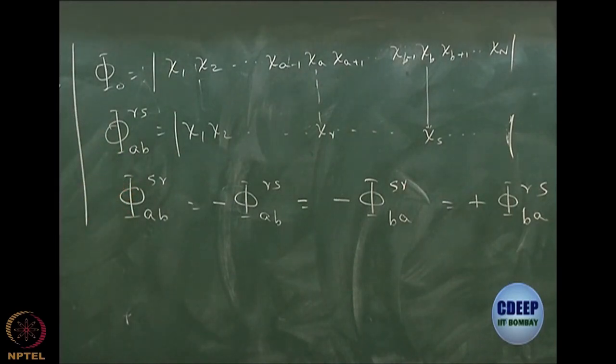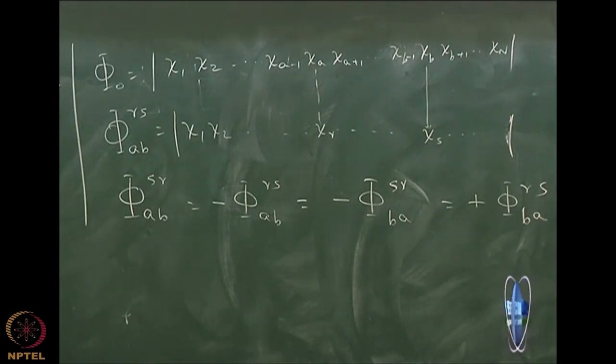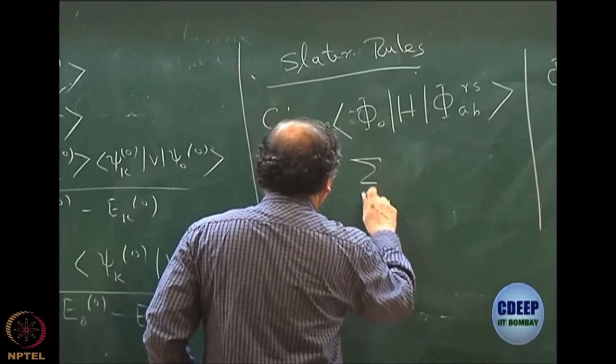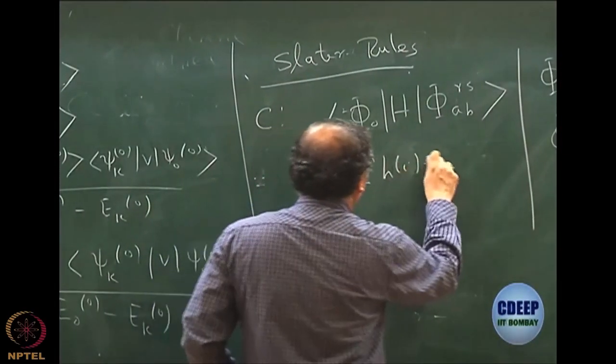Okay. So the result is the following. Again, I remind you that H has two parts. Now, we are not talking of H0 plus V, don't get confused. We are talking of the normal Hamiltonian, which has two parts, the sum over h of i plus 1 by r i j.